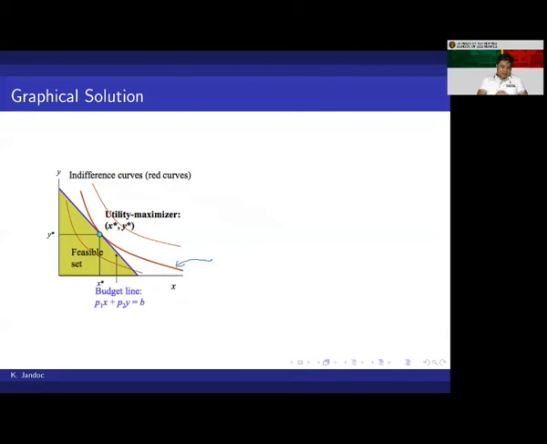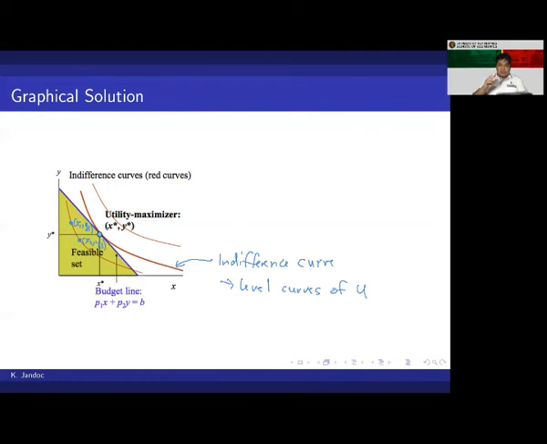These red lines are what you call indifference curves. Like I said a few slides ago, the indifference curves are level curves of the utility function. What does this mean? For example, let's take this point here in this indifference curve. Let's call this point x1, y1, and this one x2, y2.